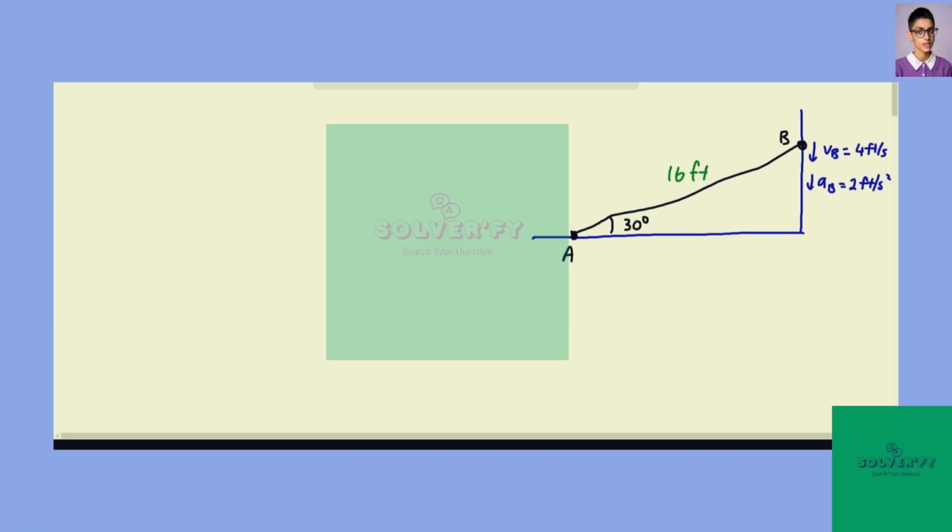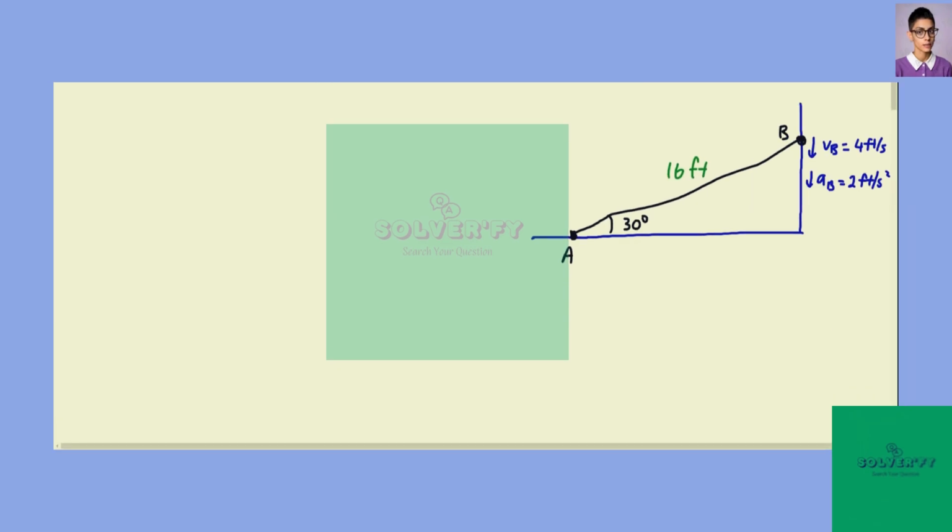In this question, there's a ladder placed against a wall, making an angle of 30 degrees above the horizontal floor. At this instant, point B at the top of the ladder is moving down at 4 feet per second, with an acceleration of 2 feet per second squared downward. We need to determine the acceleration of point A and the ladder's angular acceleration at this instant.